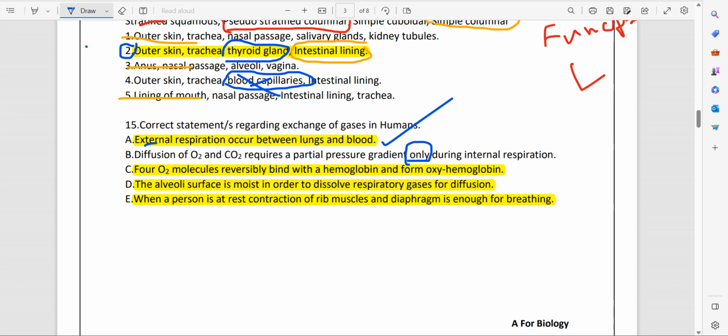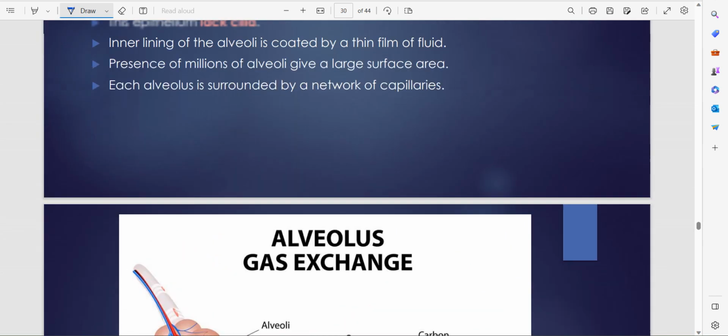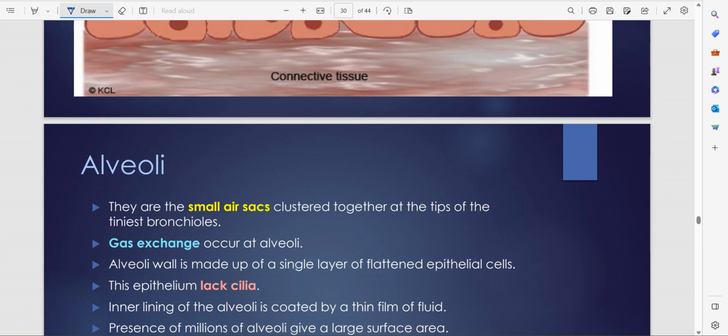So that's wrong. Statement C, this was asked before in a structured essay to write this equation. So Hb plus 4O2 in equilibrium with HbO8. Hb plus 4O2 molecules giving HbO8. The next one, the alveolar surface is moist in order to dissolve respiratory gases for diffusion. This is a very important section in respiration of animals. You have to know that.